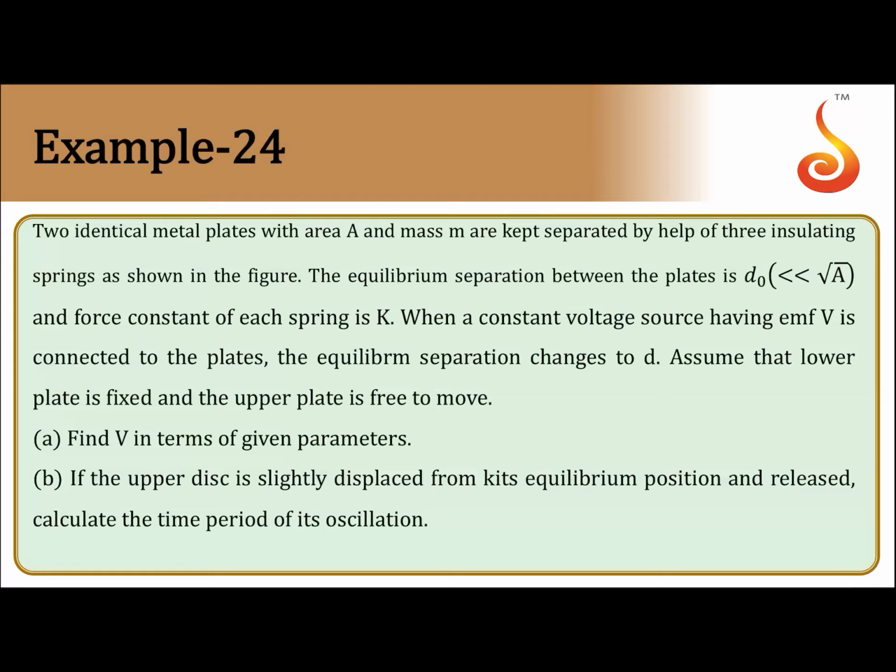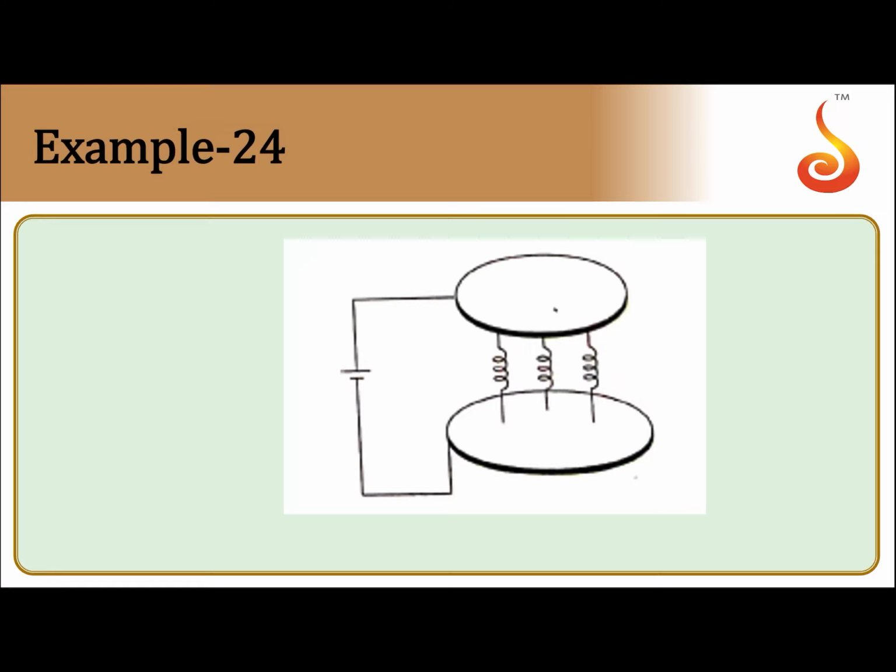Then one more question. Two identical metal plates, area A, mass M, kept separated by help of three insulating springs as shown. Equilibrium is D naught and force constant is K. When a constant voltage source having EMF V is connected to the plates, equilibrium changes to d. Assume that lower plate is fixed, upper is free to move. Find V in terms of the given quantities. So this is the situation.